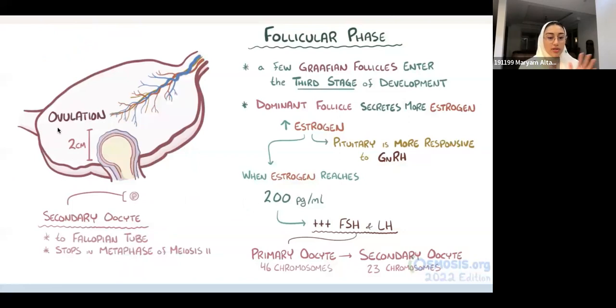So you spend the entire follicular phase causing everything to grow. You're choosing your dominant follicle. Once your dominant follicle secretes more estrogen, it's going to cause this peak of FSH and LH. And then the follicle is going to rupture basically, and be released as a secondary oocyte into the fallopian tube, ready for fertilization. Initially, we remember our primary oocyte stops in prophase of meiosis 1, and our secondary oocyte now, thanks to the LH surge, stops in metaphase of meiosis 2.